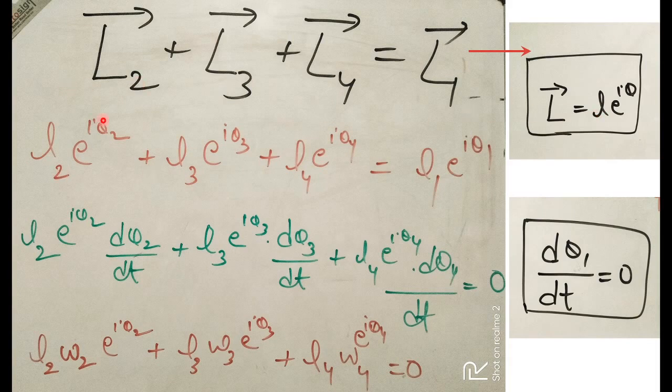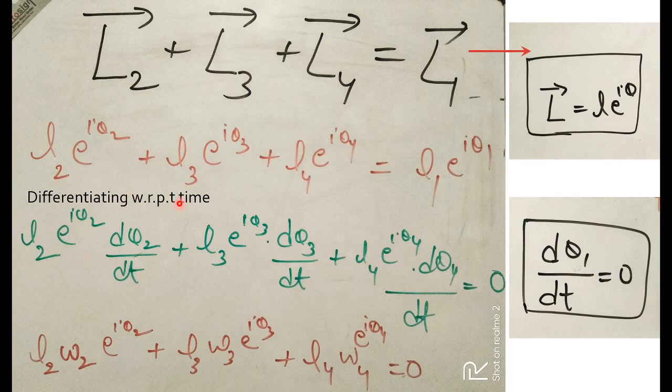what will be vector L2? L2 e raised to i theta 2 plus L3 e raised to i theta 3 plus L4 e raised to i theta 4 equal to L1 e raised to i theta 1. Clear? That is the second equation. Next step is, you have to differentiate this expression with respect to time. For better viewability only, I wrote a different color for each line. Okay, there is no other significance for the color.